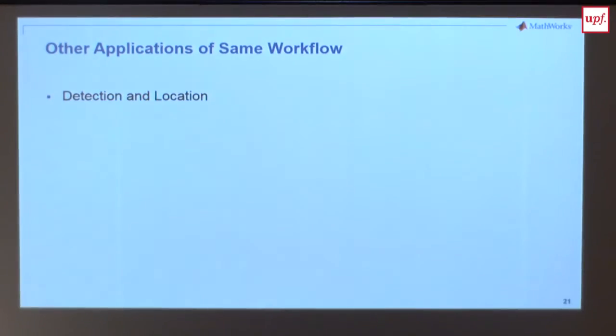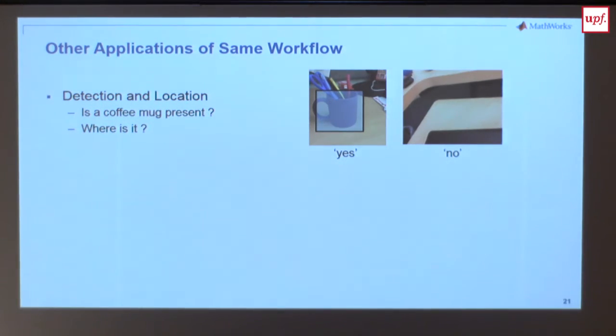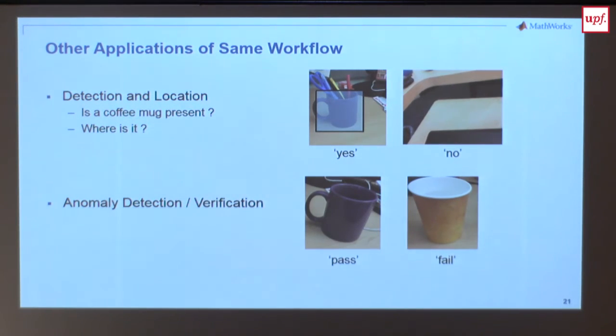Other applications of the same workflow, so detection and localization, are pretty much the same. I can see this as a 2-class object recognition algorithm. So basically, if I have pictures of coffee mugs and pictures where I don't have coffee mugs, I have a 2-class classification technique: is the coffee mug present, yes or no, and where is it? This is also used a lot in anomaly detection and verification. So for example, ceramic coffee mugs are a pass and non-ceramic coffee mugs are a fail.